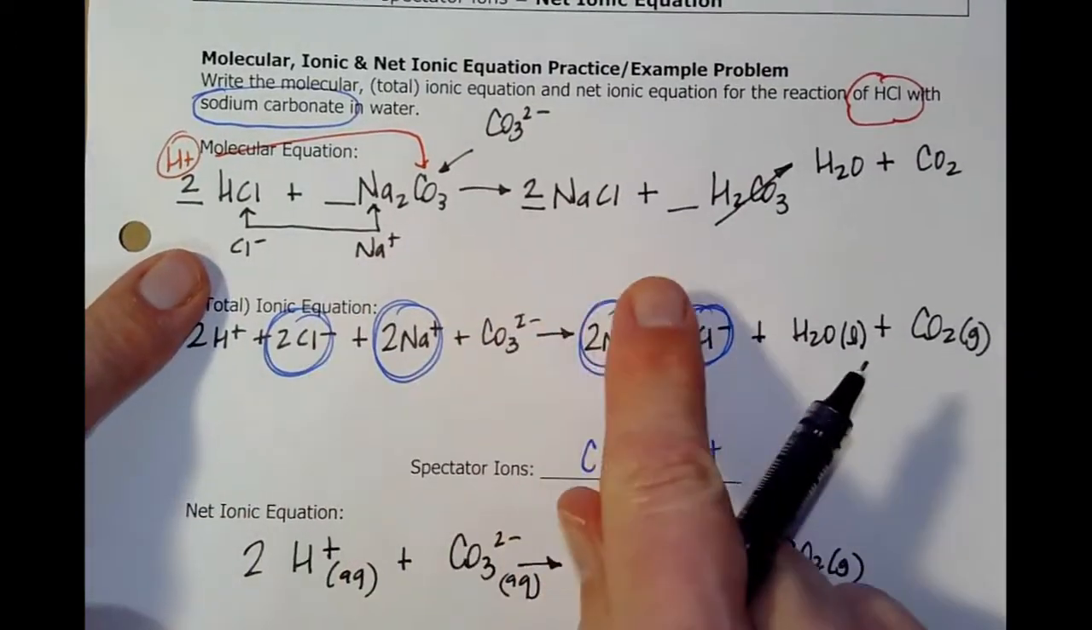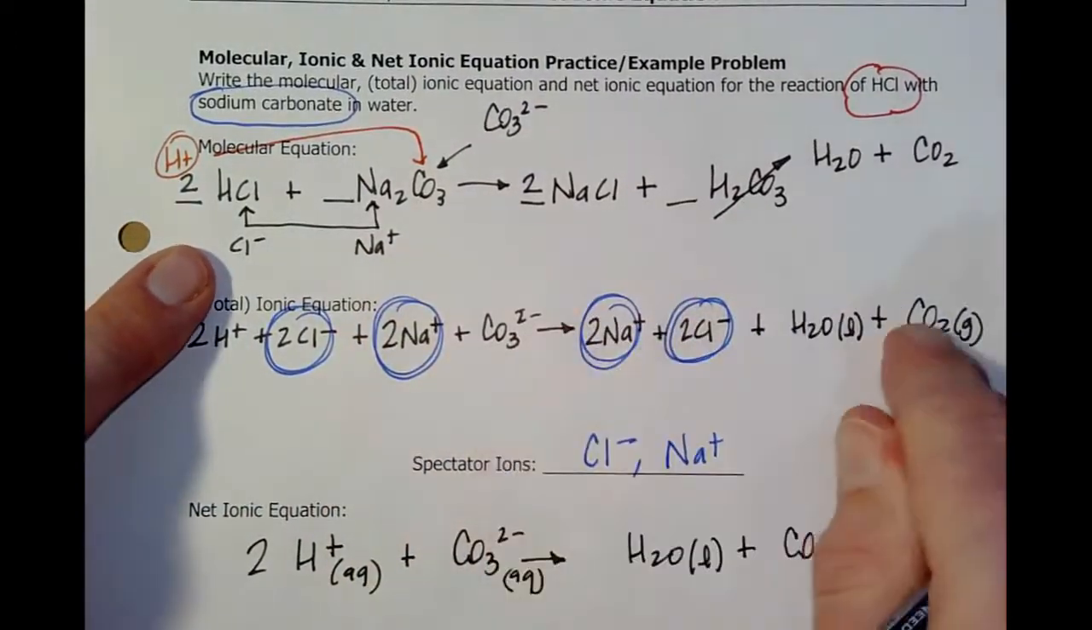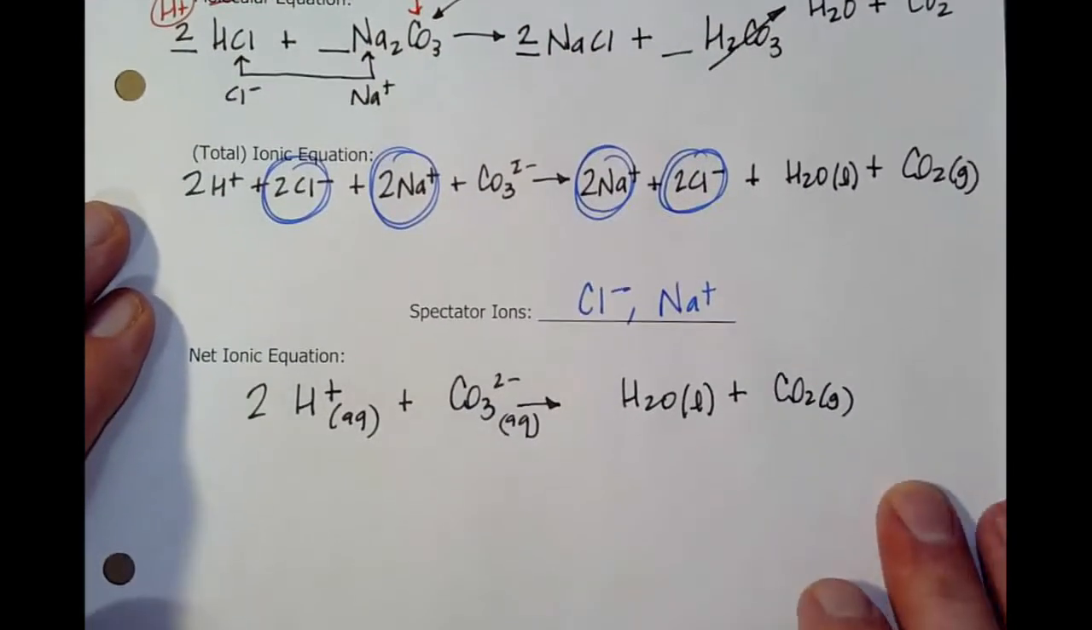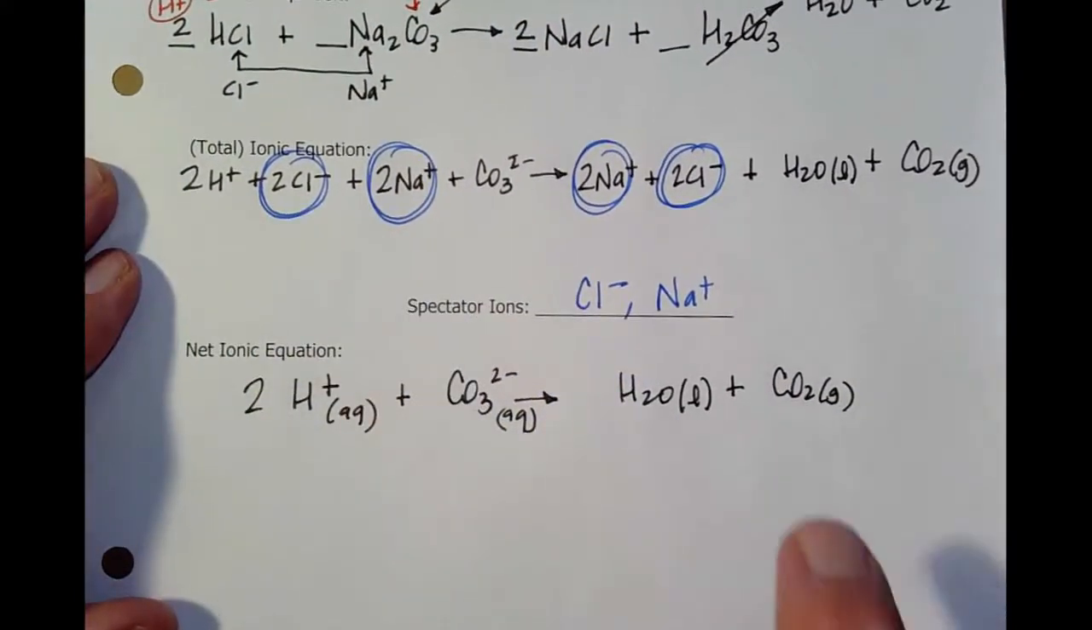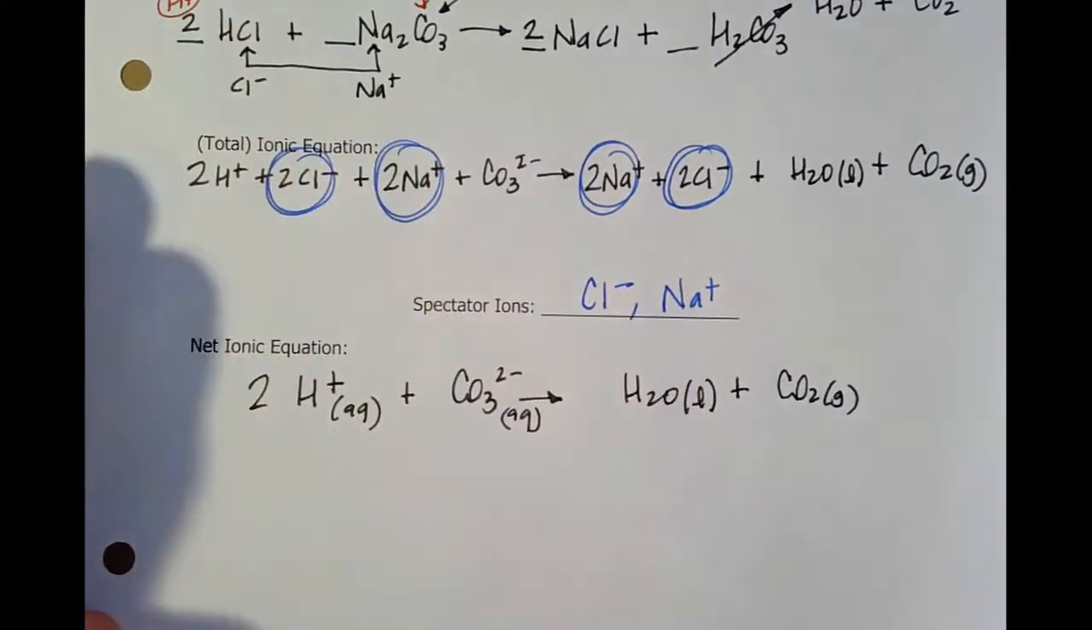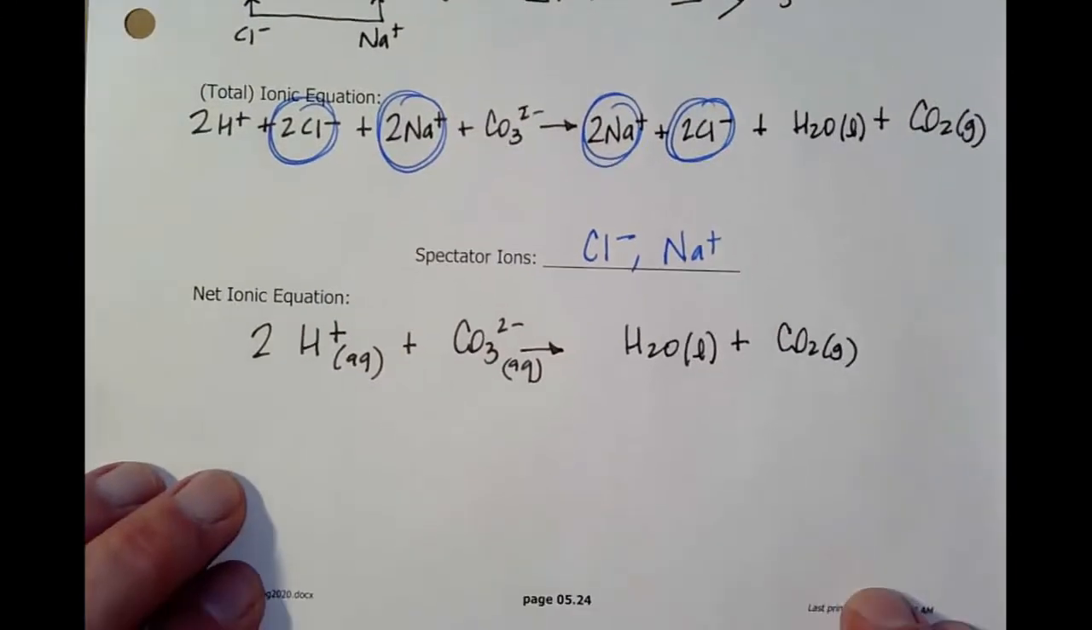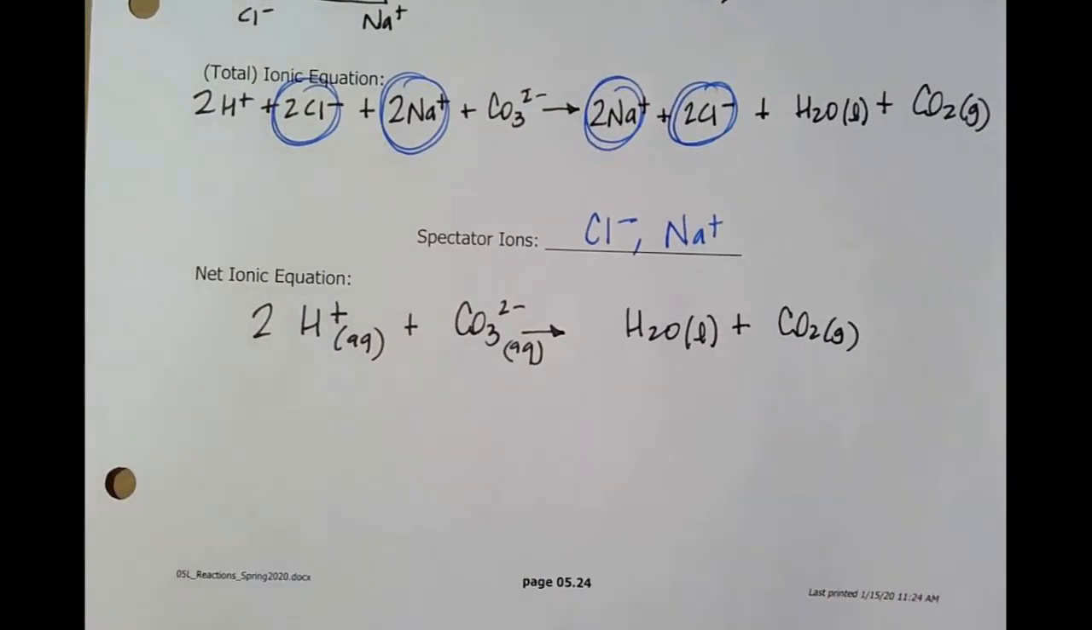Molecular equation, I figured out what my products were and balanced the equation. Total ionic, broke up soluble ionic compounds, broke up strong acids. Net ionic, ignore the stuff that was exactly the same on both sides.